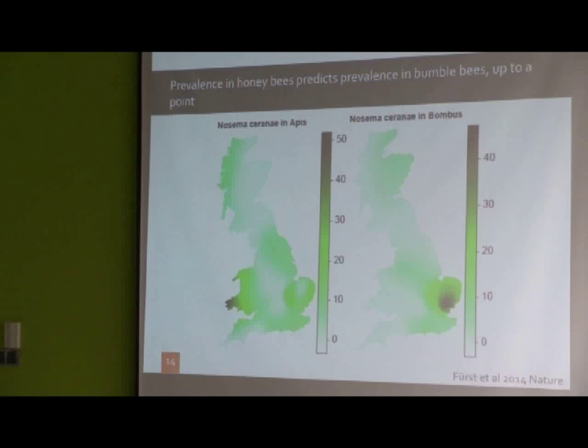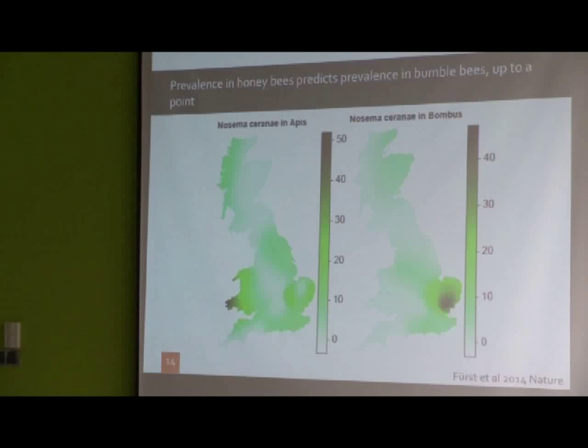And that could be because the spores are simply present at such a level in the environment that there's no pattern at that point. So once the spores reach a certain prevalence in the environment for the bees to pick them up from the flowers on which they're foraging, any pattern disappears. So there's a weak relationship here, but not a terrifically strong one. I would feel insecure saying to you that Nosema ceranae is emerging in bumblebees from honeybees.